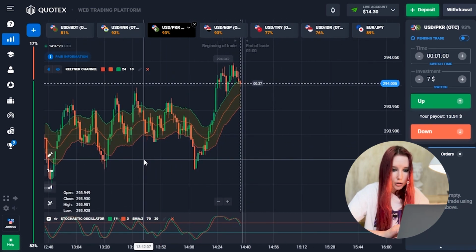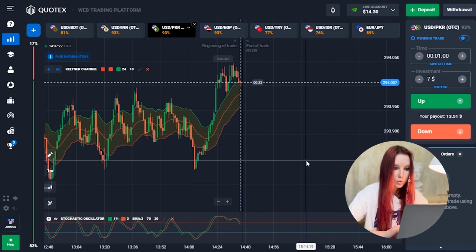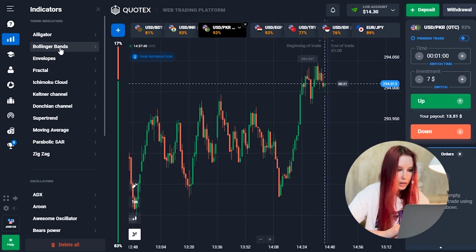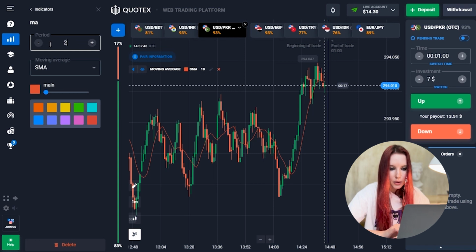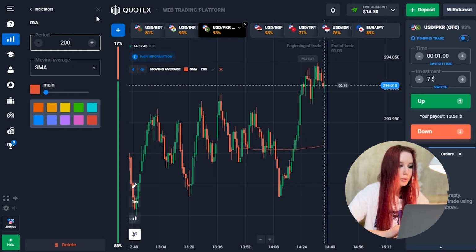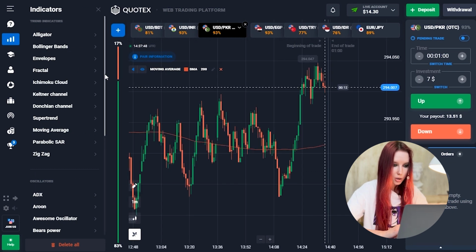Okay, now I want to remove these indicators and show you how the other indicators work, how they can be used in trading especially. And I want to add a moving average with a period of 200. This will allow us to determine which trend is on the chart, downward or upward.